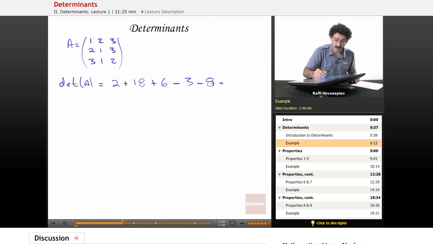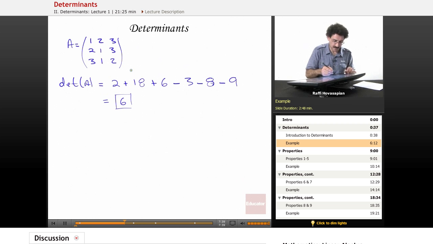Close this 8 off. Minus 3 times 1 times 3, minus 9. When we add them all up, hopefully my arithmetic is correct. Please check me. You should get 6. So again, positive this way, negative that way.